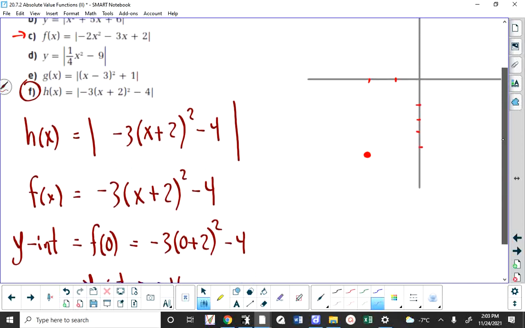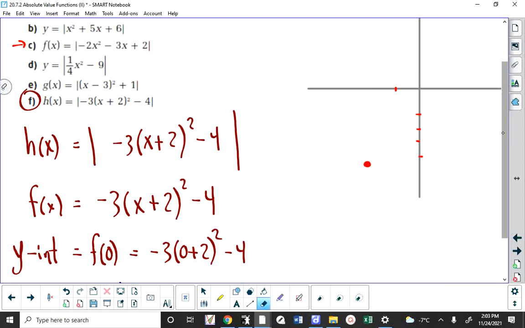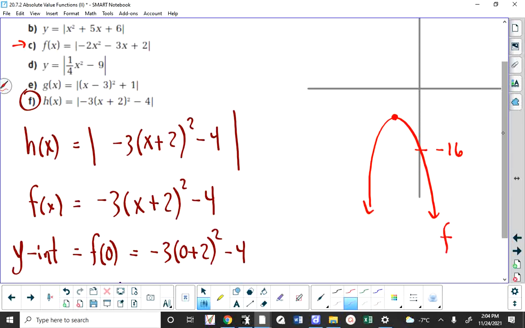So what this graph will look like, and because it's negative 16, I'm just going to rescale things and say that it looks like this, where this is negative 16. This is the graph of f of x, which I hope you can appreciate and notice there was no f of x in the question. I made that up so that I could look at the graph of the function before the absolute value.